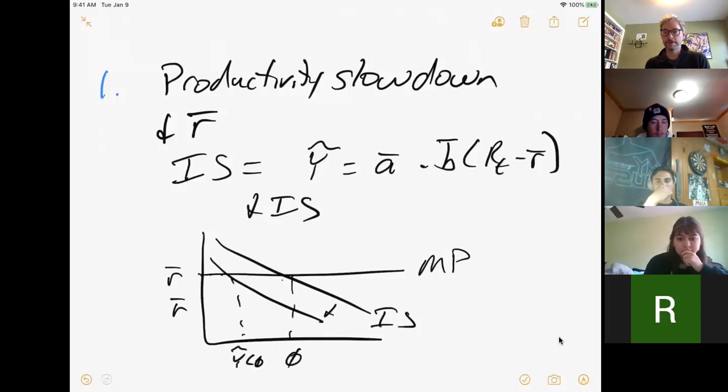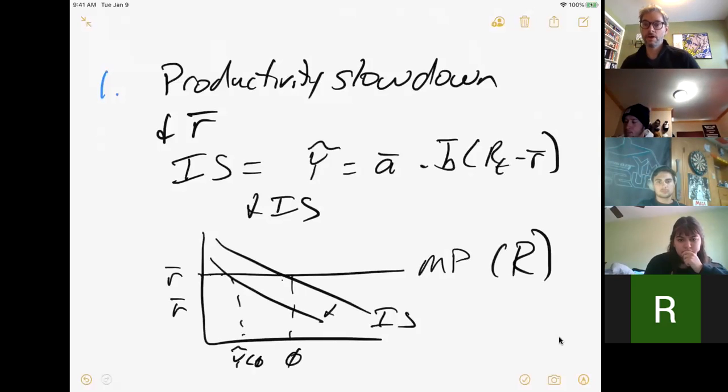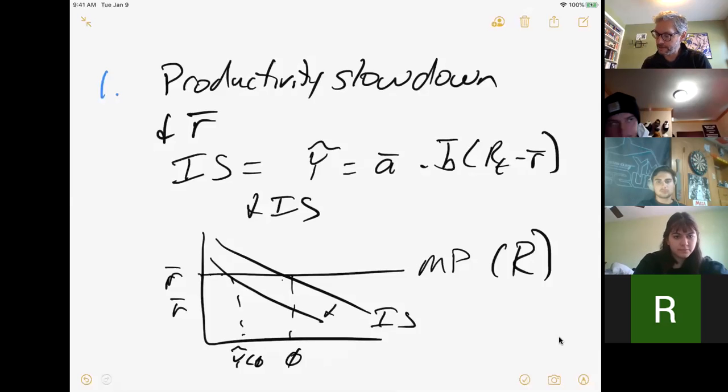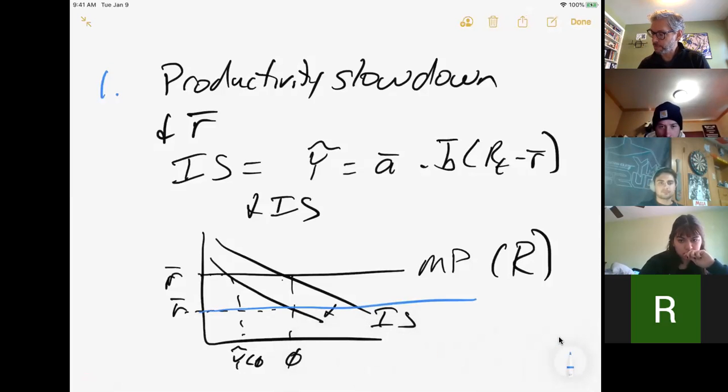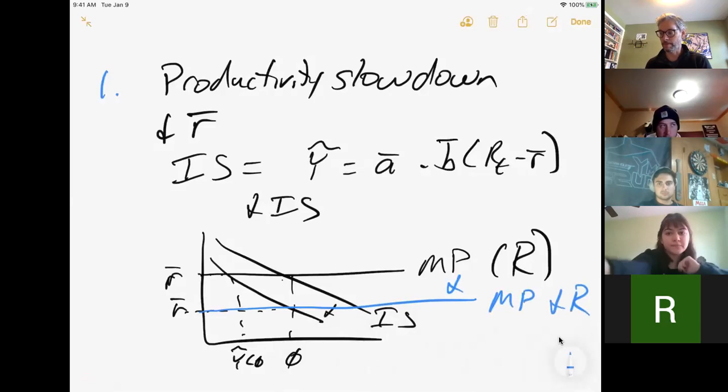Here's a mistake I noticed for a few of you. The MP curve only shifts when R changes, big R, the real interest rate. It does not shift with the marginal product of capital, okay? So you really should keep the marginal product of capital constant, and then it's R bar that goes down. So for part B of this, what would you suggest the central bank do? They should probably shift the MP curve by reducing the real interest rate, right? That's probably the best answer. That would also increase aggregate demand.